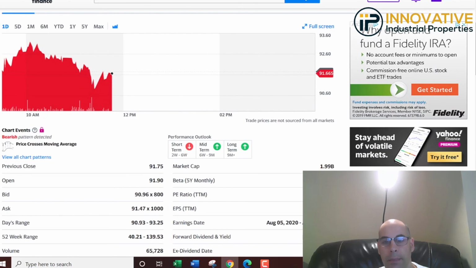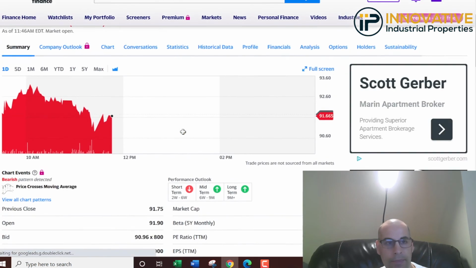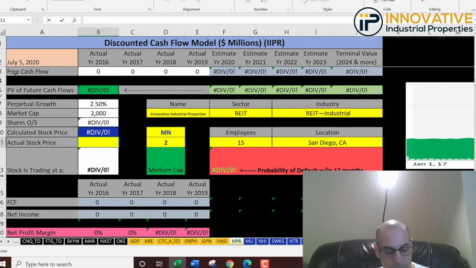This company has a market cap of $2 billion. So it's a decent sized company, and their stock price is $91.67. So if you wanted to buy a share, it would cost you roughly $92.